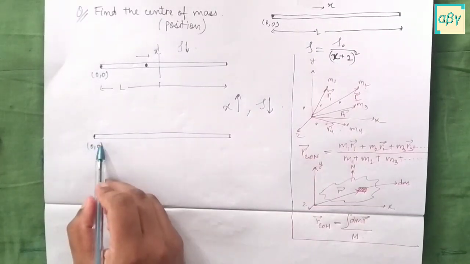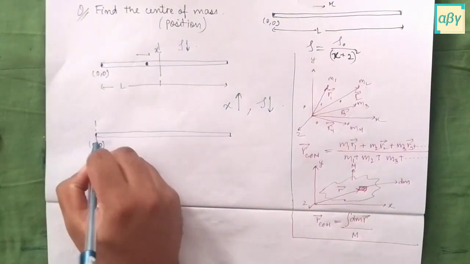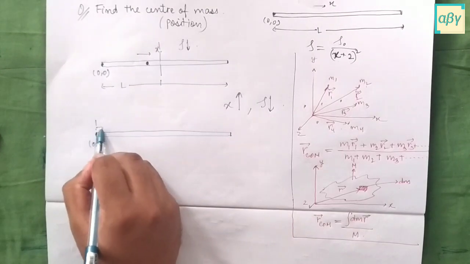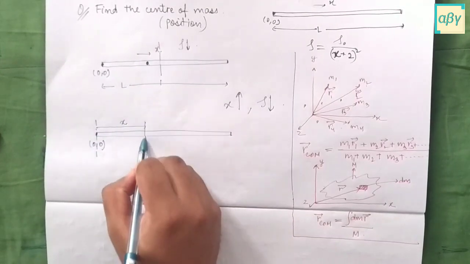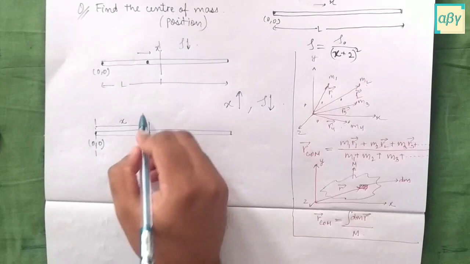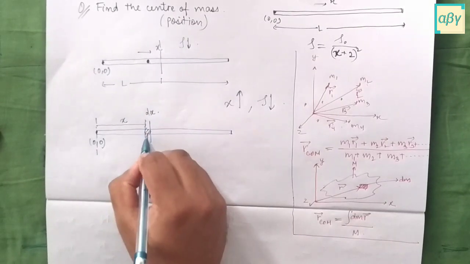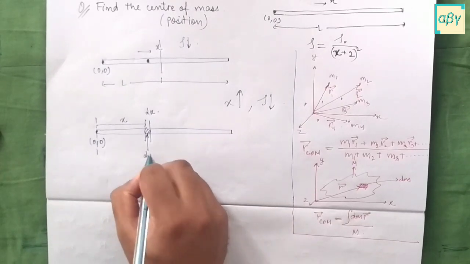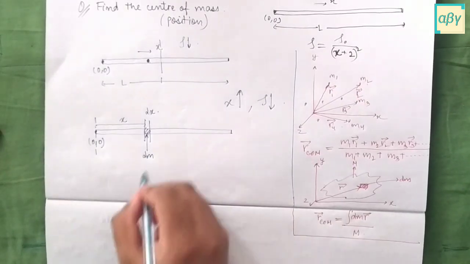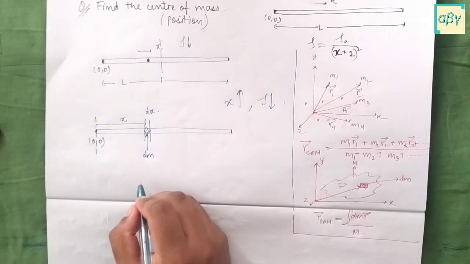Now, since it's a continuous mass system, according to the second approach, let me consider at a distance x from the origin a small portion of the rod, dx. Since this is a part of the rod, it will have some mass. Let that mass be dm. Now, what will be the mass dm of the small portion of the rod?